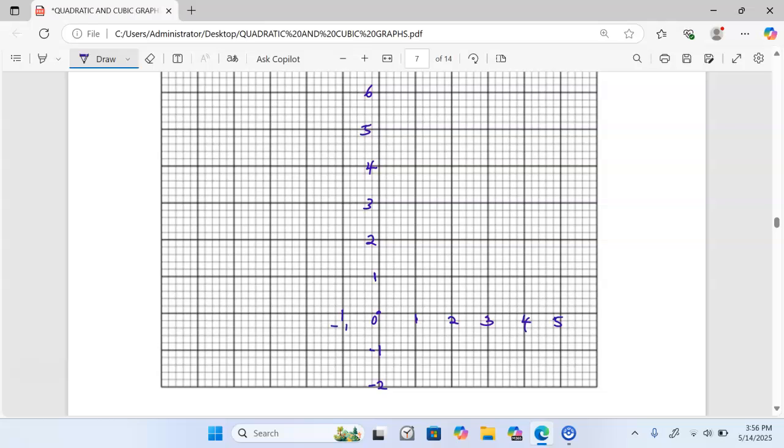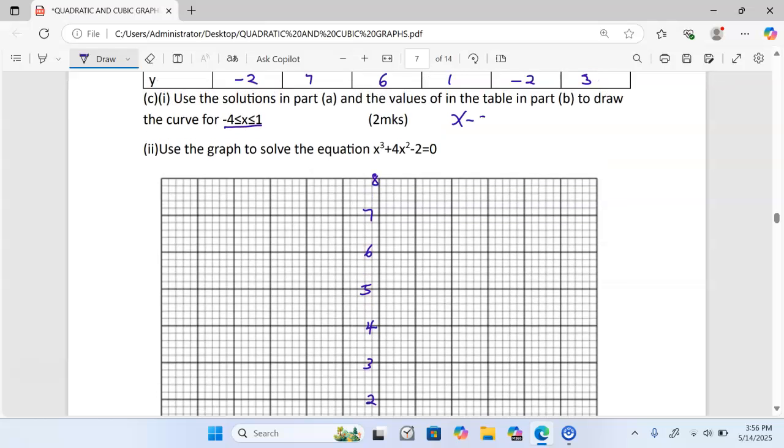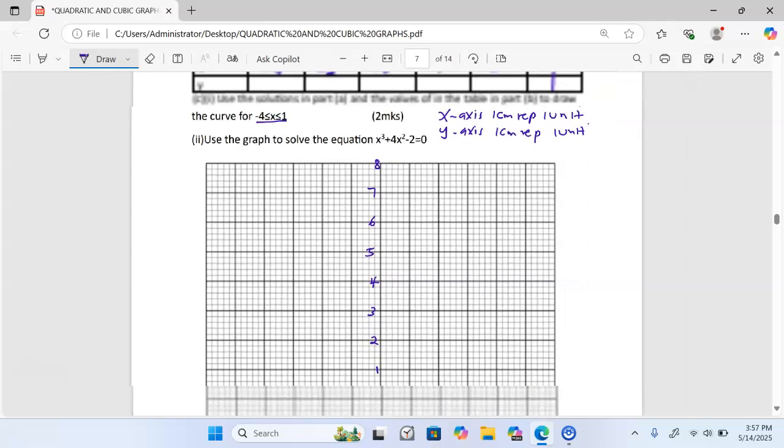Then we are going to have -1, -2, -3, up to around -4. We can go up to -5, meaning if we quote our scale on the x-axis, 1 centimeter represents 1 unit, and on the y-axis 1 centimeter represents 1 unit again. Having done that, now we can go and start our plotting exercise.